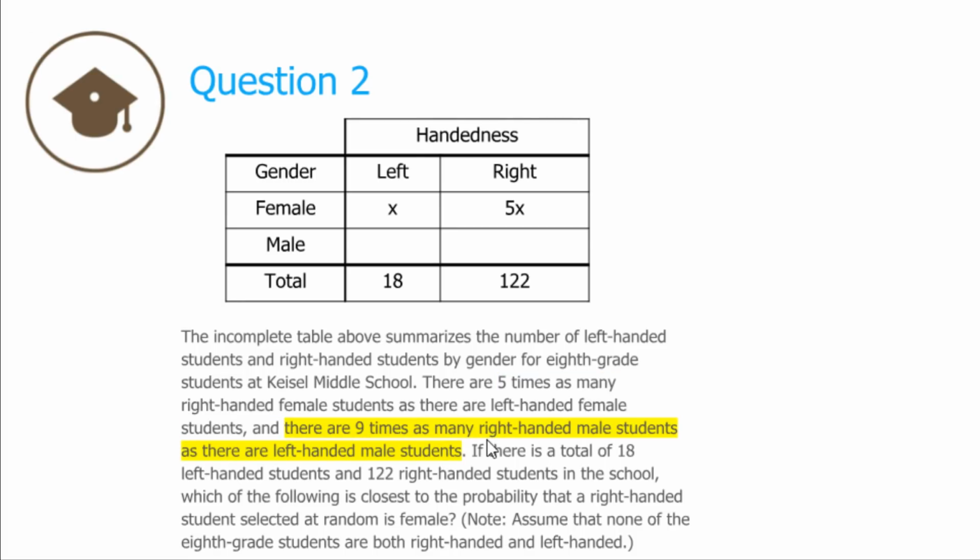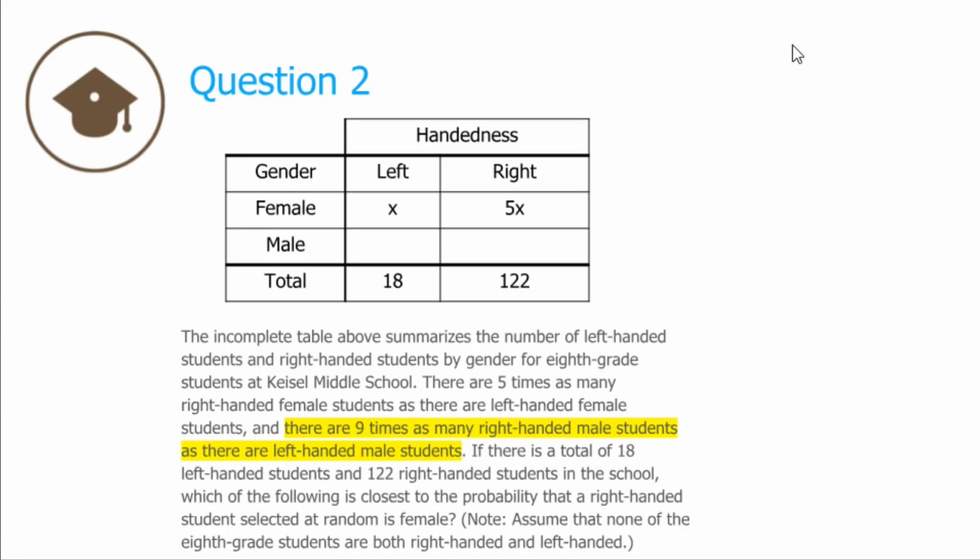There are 9 times as many right-handed male students as there are left-handed male students. So we can do this process again, defining this in terms of a variable because we don't actually know how many left-handed male students there are. Now this is where we want to be really careful because a lot of folks are going to go, okay, cool, x and 9x. But that would be a huge mistake. Now, why is that? Well, we've already defined what x is. It's the number of left-handed female students. And we don't know that it's the same for left-handed male students.